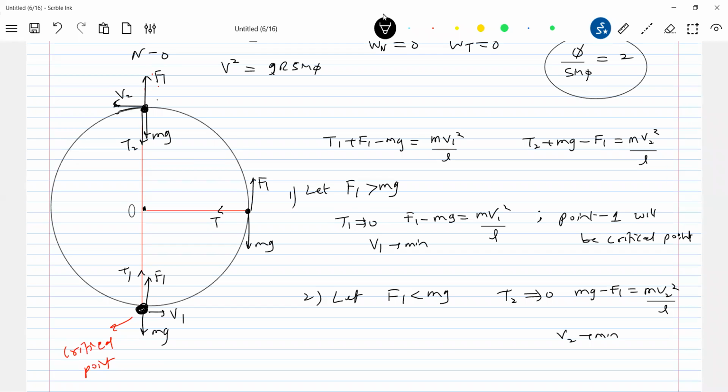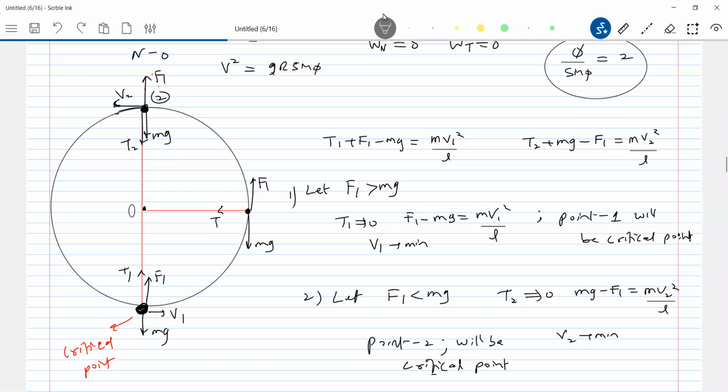And now tell me, what is the critical point now? Point 2 will be the critical point here now. This is very important analysis. When it comes, the critical point is what? Very important. And this V2 is minimum, nothing but what you have to call the critical velocity. Getting the idea?